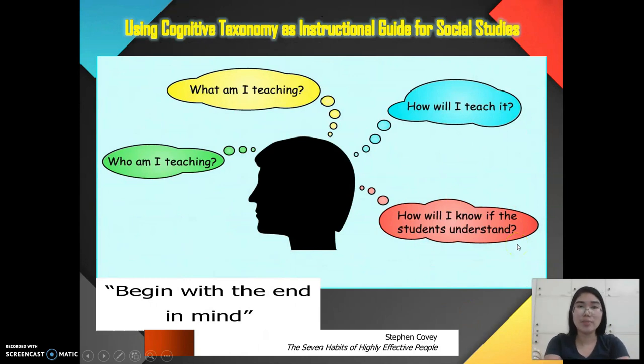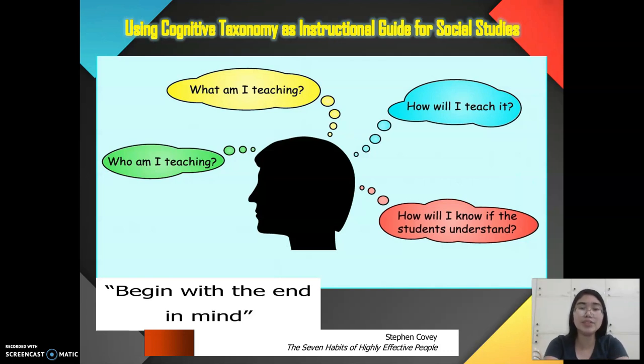So we have here, using cognitive taxonomy as an instructional guide for social studies. According to Stephen Covey, the author of The 7 Habits of Highly Effective People, as an educator, we need to begin with the end in mind. So what does it mean? Of course, in the teaching and learning process, you need to have a plan prior to your instruction, a preparation, a planning. So this includes thinking about who am I teaching?